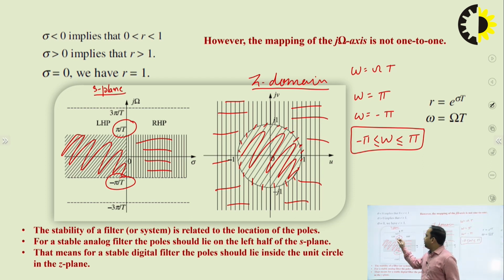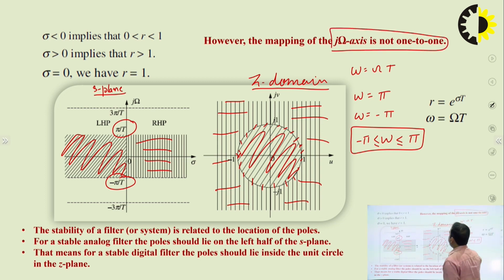Beyond this, if you put 3 pi by T, 3 pi by T is nothing but pi plus 2 pi. So this is pi and again 2 pi, meaning we are landing in the same position over here. So what happened? We can say the mapping of the S plane to the Z plane is not 1 to 1. It is called many to one mapping.